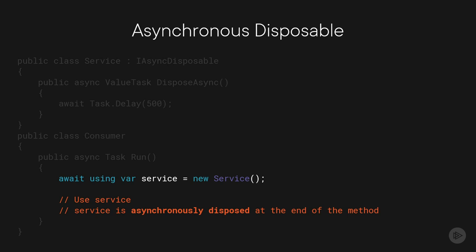This may look odd if you haven't seen the using declarations before. This will ensure that the resource is disposed at the end of the method. As you then await it, the asynchronous disposable will also be validated. These two additions make a great addition to asynchronous programming in C#.